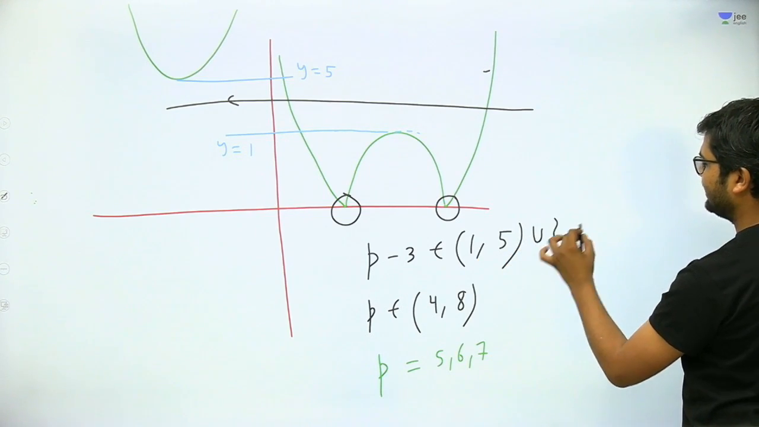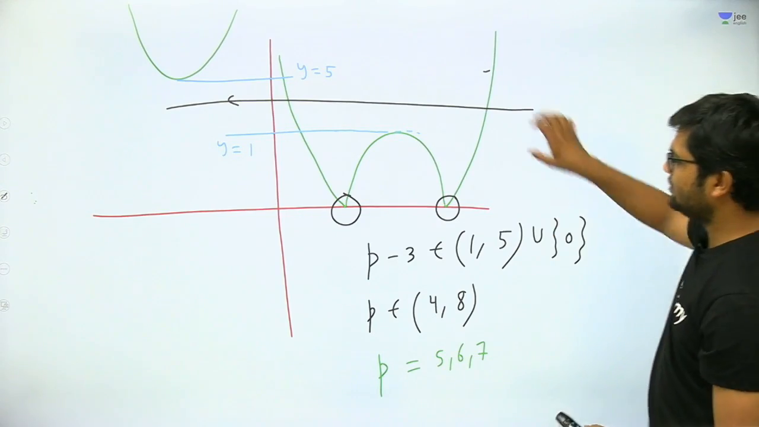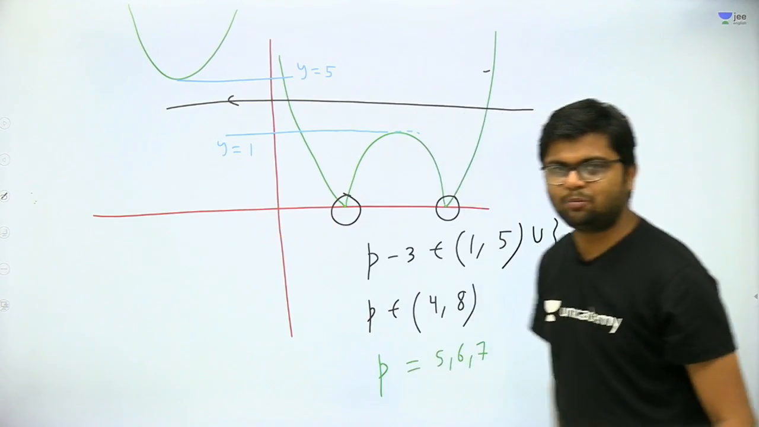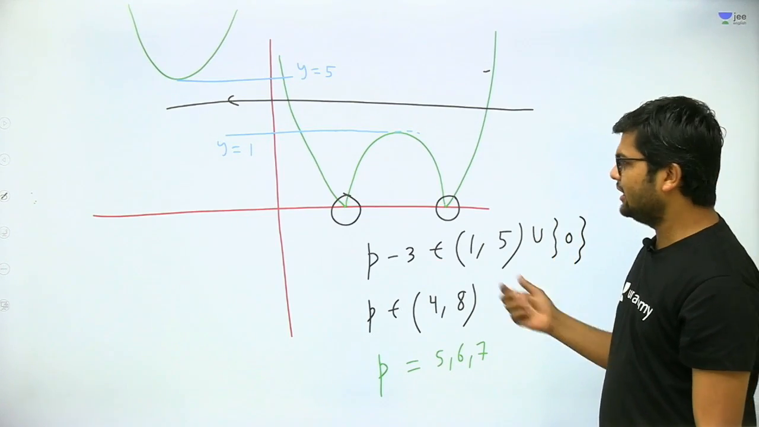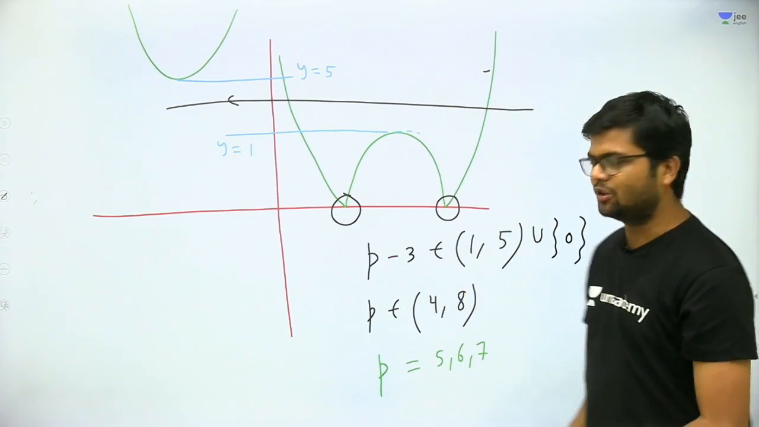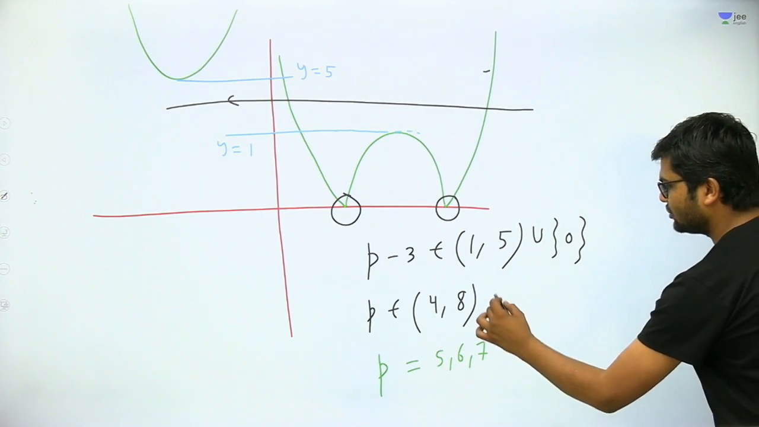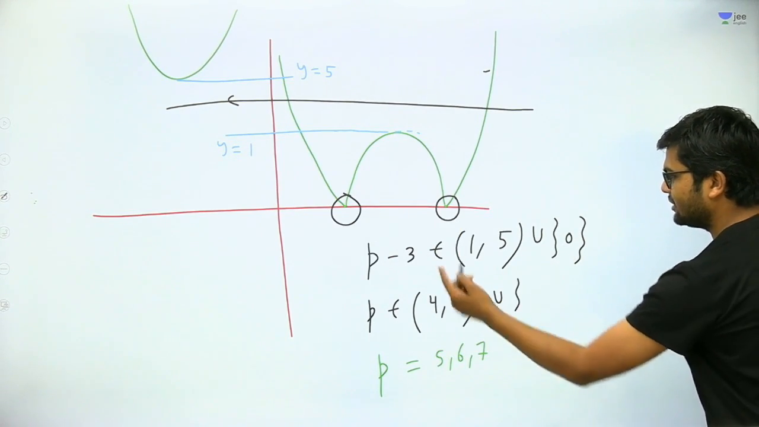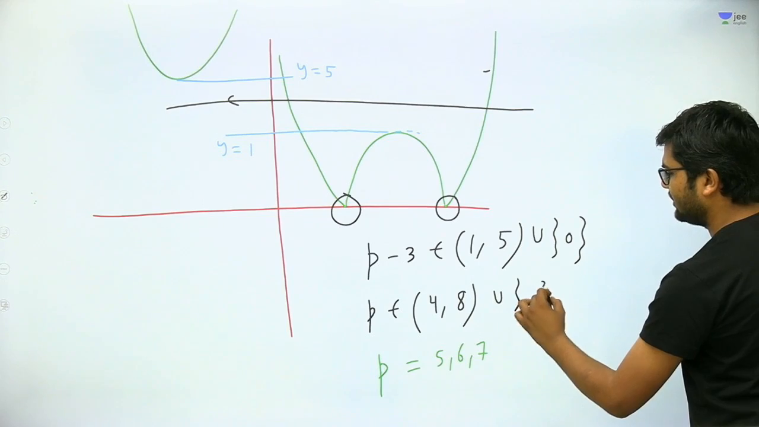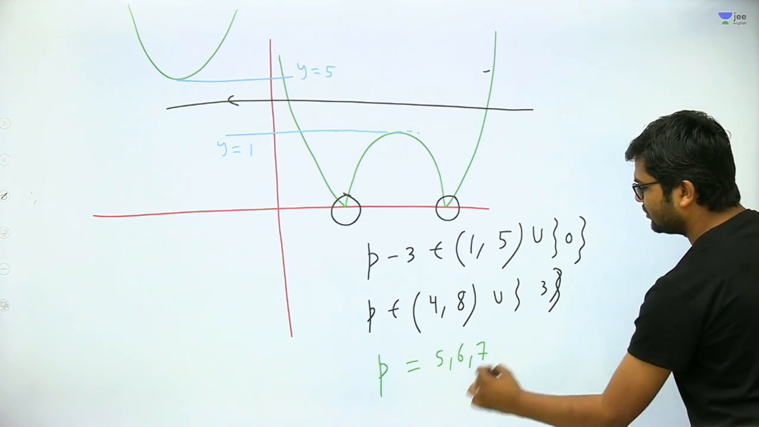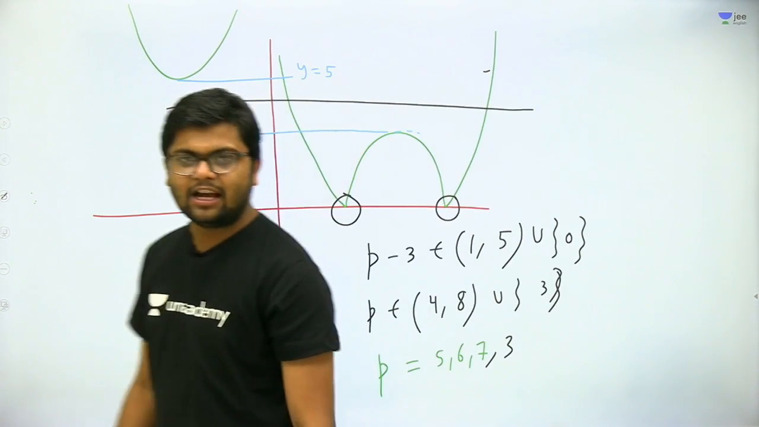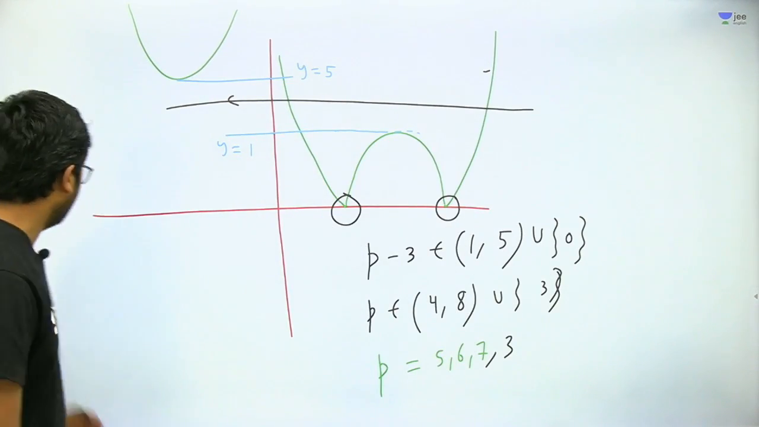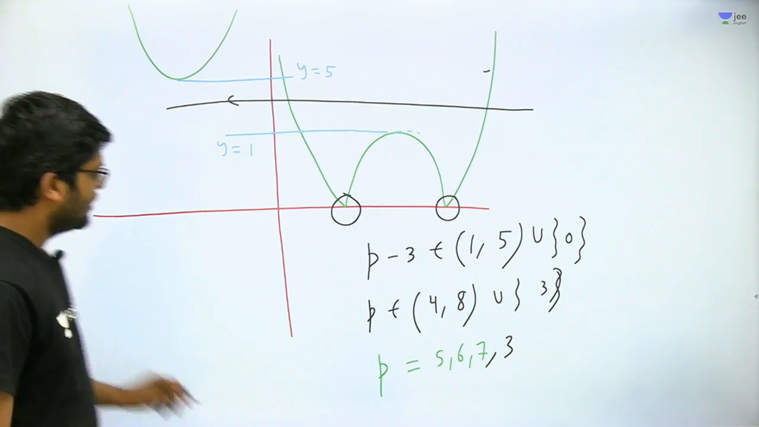it can also be 0, that this line becomes the x-axis itself. If p minus 3 becomes the x-axis itself, then only the curve will have two solutions. Therefore, you should include the solution which is p minus 3 equal to 0, so p is 3. So if 3 is included, the possible values of p are 3, 5, 6, 7, and whose sum is equal to 21. Got my point?